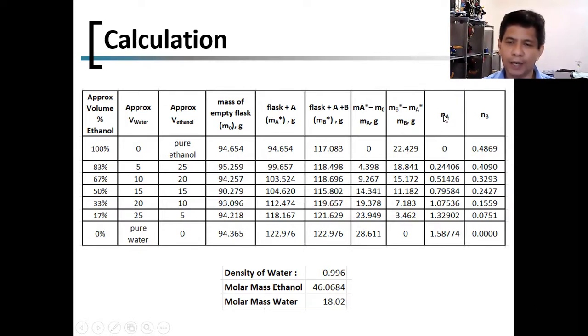To find the number of moles of water, divide 4.398 by 18.02, the molar mass of water. You're going to get 0.24406. To calculate n sub B, the number of moles of ethanol, that is 18.841 divided by 46.084, so you're supposed to get 0.4090. So I hope you find this table quite easy to follow and quite easy to calculate.